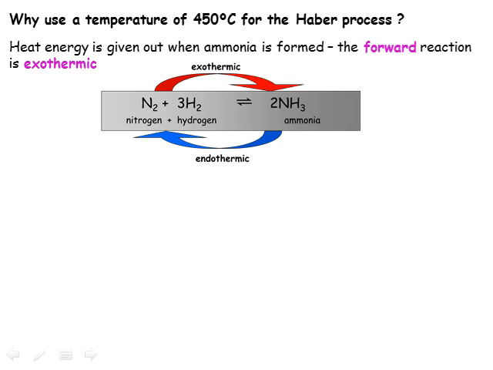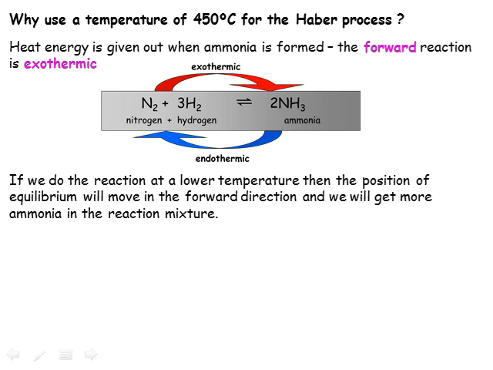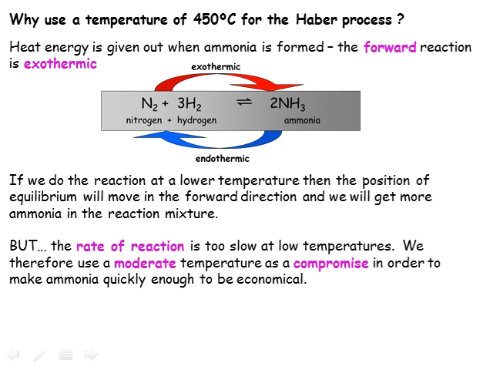The 450 degrees C temperature is neither particularly high nor particularly low. To understand why it is the best temperature, we have to look at the reversible reaction which forms ammonia. We should know that this reaction is exothermic in the forward direction. This means that a low temperature will move the position of equilibrium in the forward direction and give us the most ammonia in the reaction mixture.